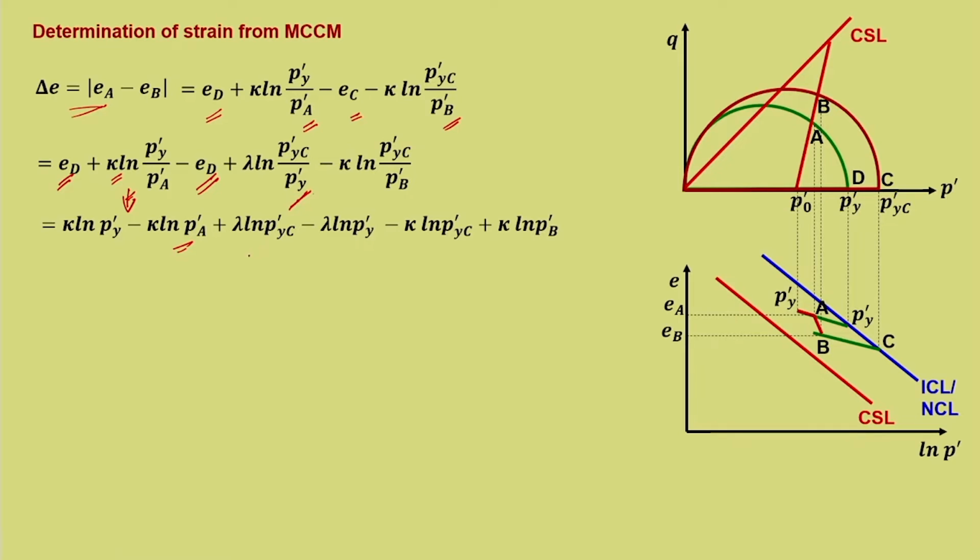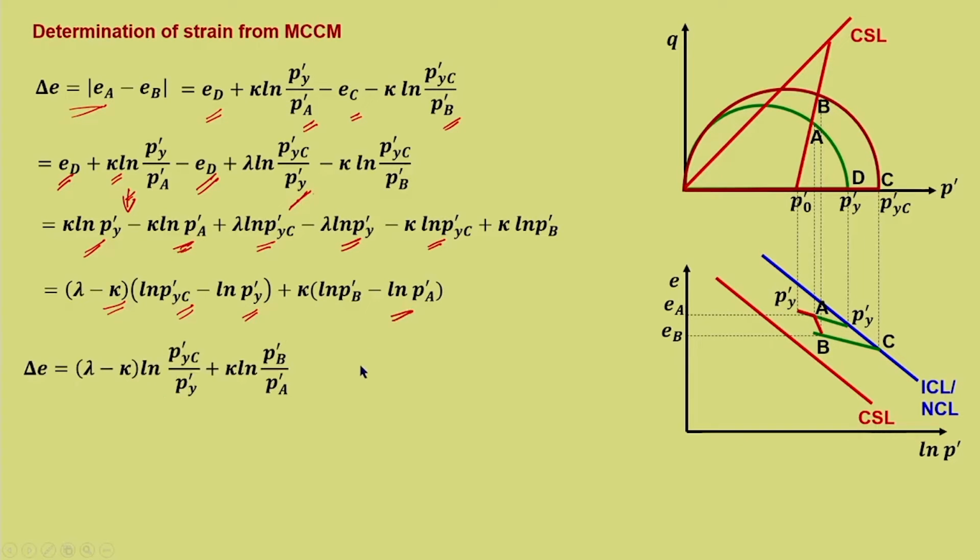For example, if you consider ln P dash yc, this particular one, lambda ln P dash yc minus kappa ln P dash yc. If you take ln P dash yc outside, you will get lambda minus kappa, and if you take ln P dash y outside for this particular term, you take minus of lambda minus kappa into ln P dash y. So, that is how we get lambda minus kappa into ln P dash yc minus ln P dash y, plus kappa into ln P dash b minus ln P dash a. So, delta E can be written as lambda minus kappa ln P dash yc upon P dash y plus kappa ln P dash b upon P dash a.